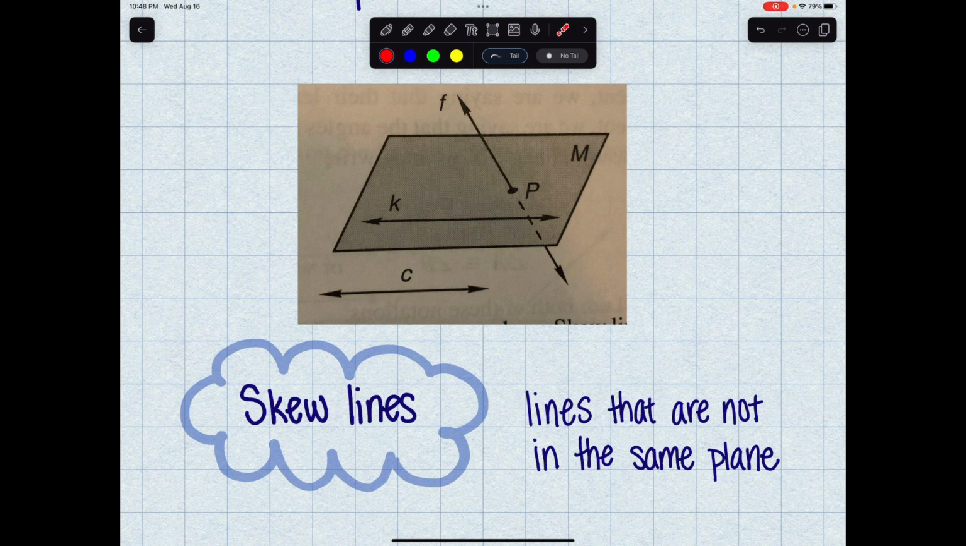This would be like, you have to think of it as a three-dimensional space, because it looks like the lines cross right there, but they don't, because this one's in front of this one. So you have to think of it as a three-dimensional space and see if that makes sense to you. So these are skew lines to each other. They're not parallel and they don't intersect.